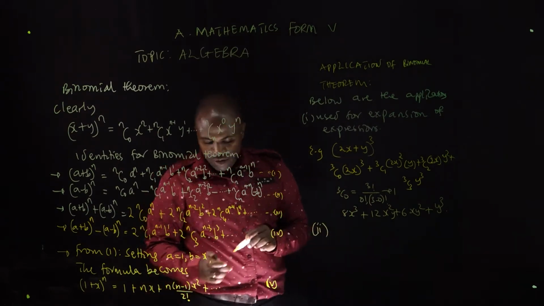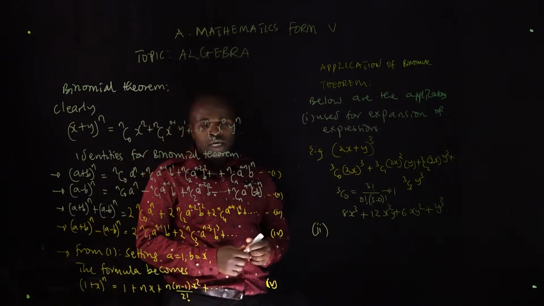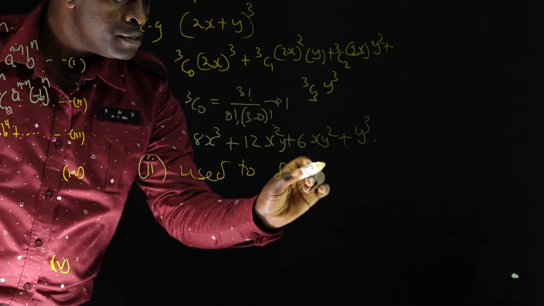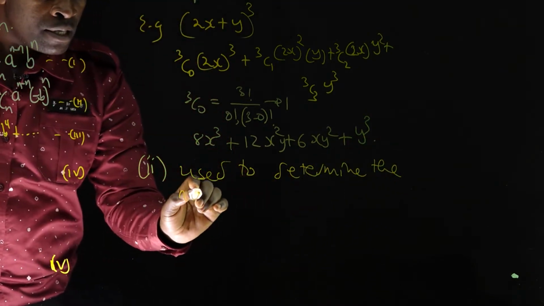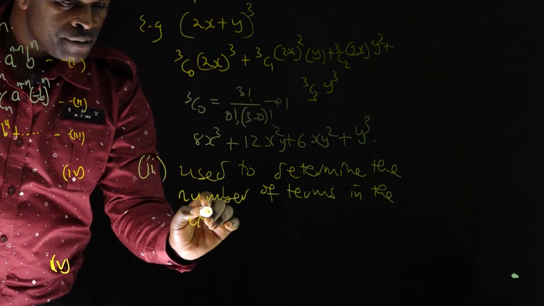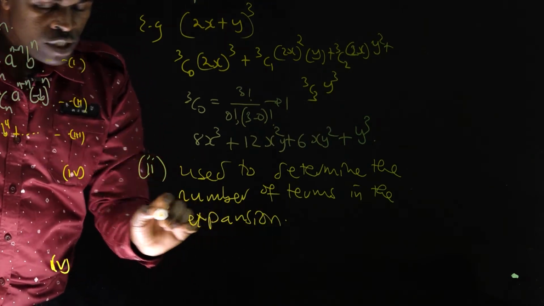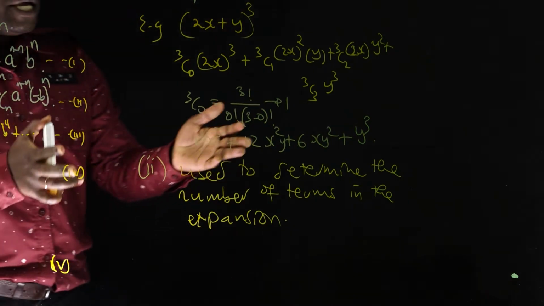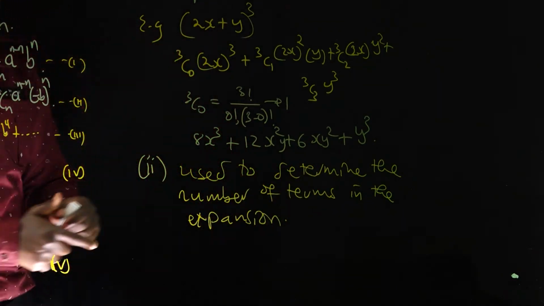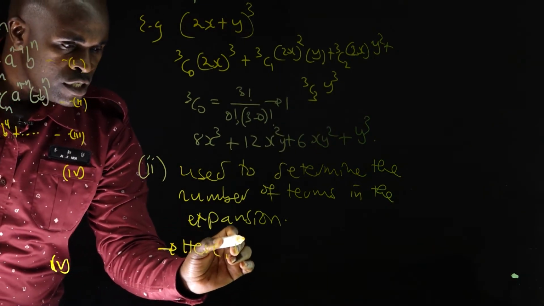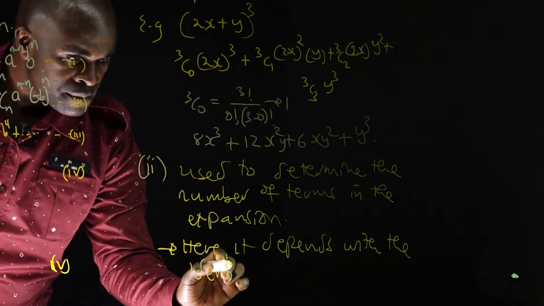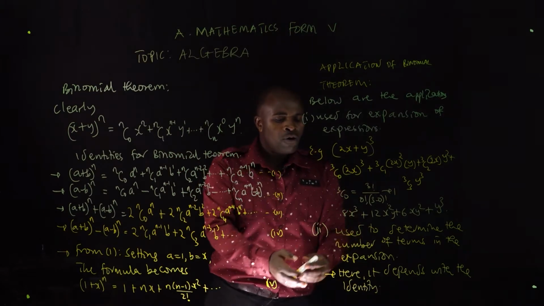Application 2, we say, with the binomial theorem: use it to determine the number of terms in the expansion. Determining the number of terms in the expansion is of great importance. It depends on the nature of the expansion, from the identities. So it depends on the identity to determine the number of terms in the expansion.